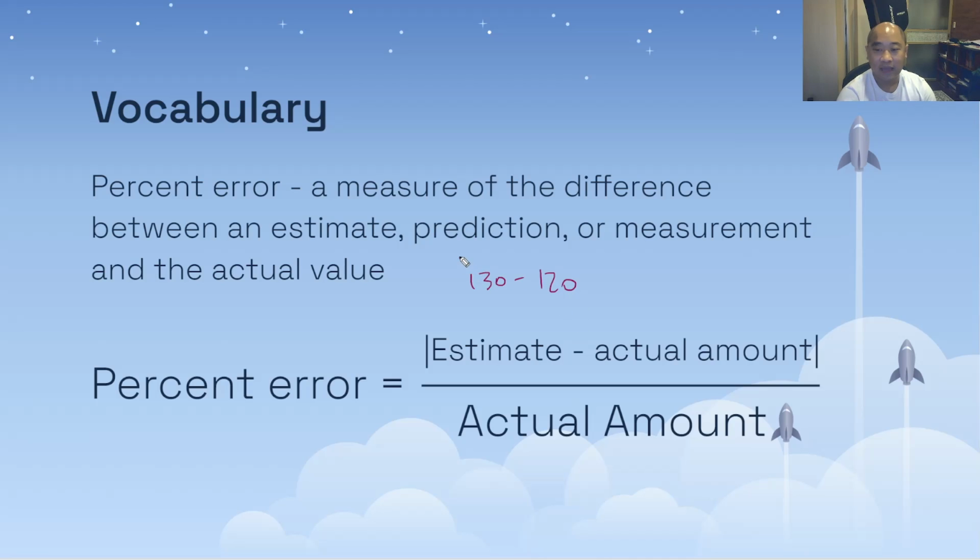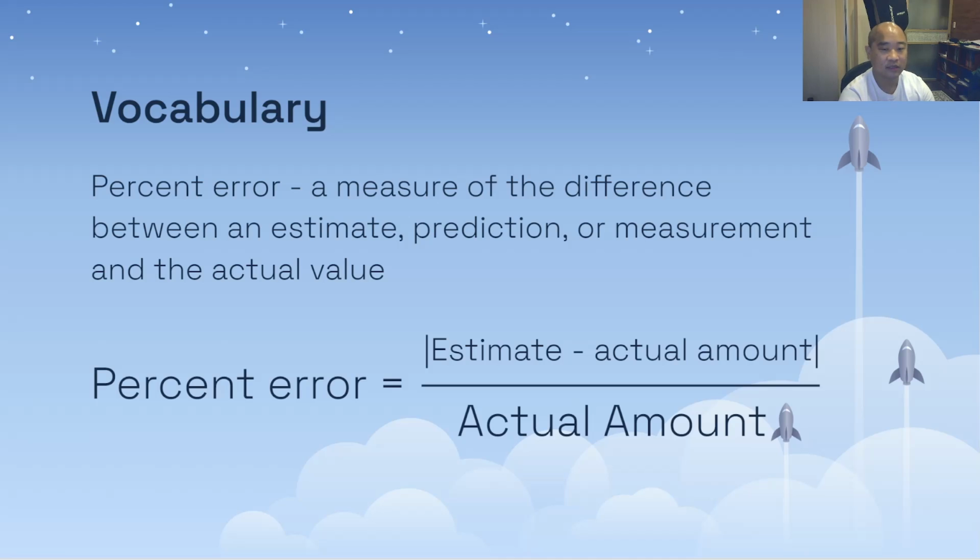And then I take the absolute value of that. So 130 minus 120 is 10. The absolute value of 10 is still 10, over the actual amount, which is 120. And that is my percent error. Okay, so it's 1 over 12. So anyway, that's how this works.